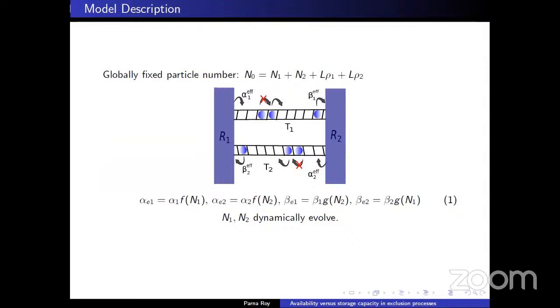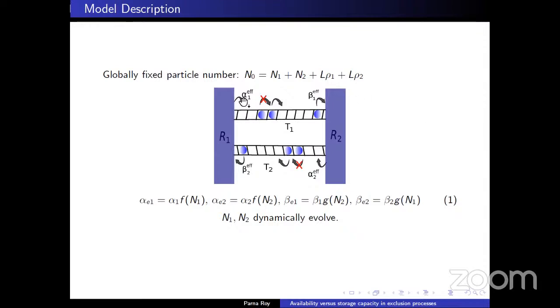Here we have considered a system consisting of two particle reservoirs of equal finite capacity, R1 and R2, connected by two TASEP lanes, T1 and T2, in an anti-parallel manner. T1 and T2 are of equal size. Both the entry rate alpha and exit rate beta depend on the number of particles in the supply reservoir and receiving reservoir respectively.